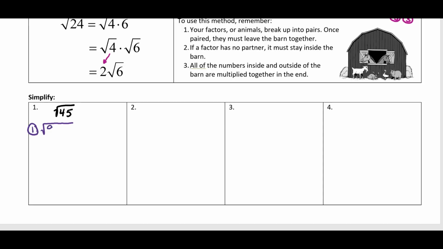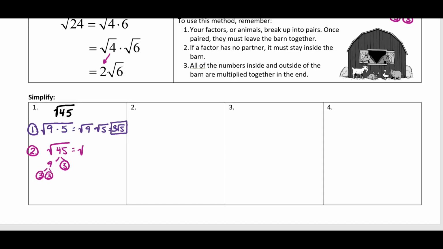So we're going to have 9 times 5 under our radical, which can then be broken up into the square root of 9 times the square root of 5. The square root of 9 is a perfect square, so we're going to have 3 times the square root of 5, and that would be my answer. Now, if we use the second method, we're going to take the square root of 45 and break it down into its prime factors. So again, I can still use 9 times 5. 5 is prime, 9 is not, and then 3 times 3.